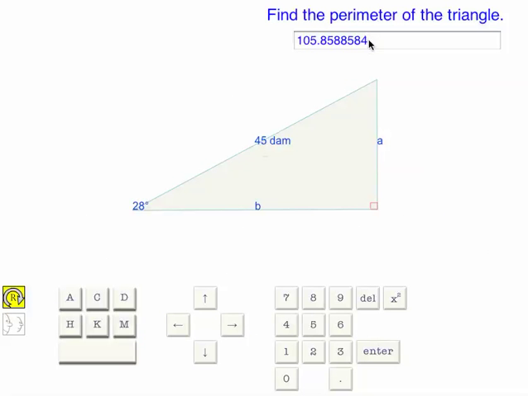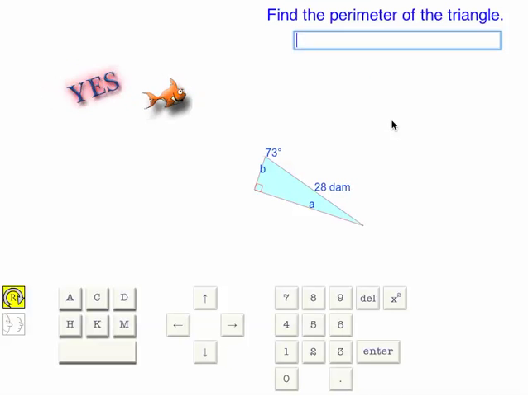So here's our answer, and don't forget to say decameters because it's perimeter, and there we go. All right, so that's it for level 4.